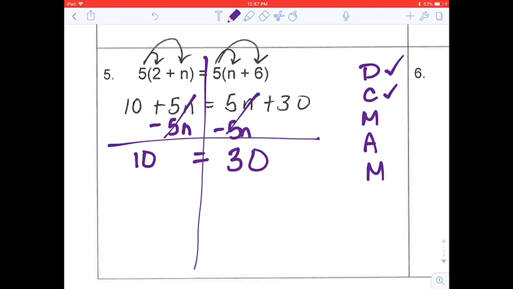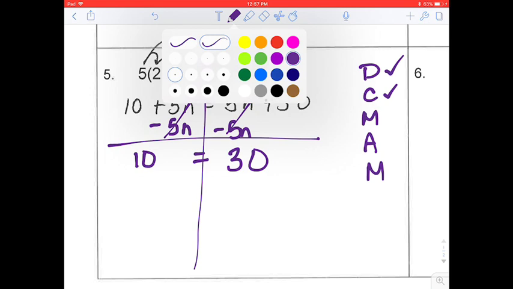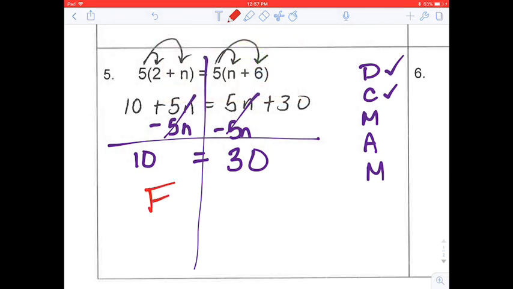That's a problem. Is 10 equal to 30? No. And there's no variables left. So this is wrong. This is just a non-factual, wrong statement. This is not mathematically true. So let's get an angry red pen here, and we're going to write false. 10 is not equal to 30. There is no way to make that true.